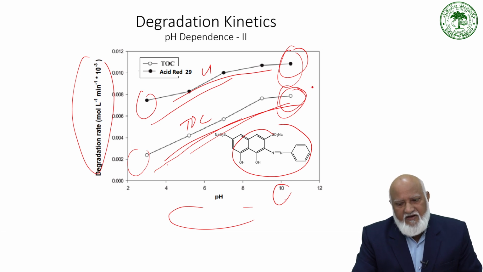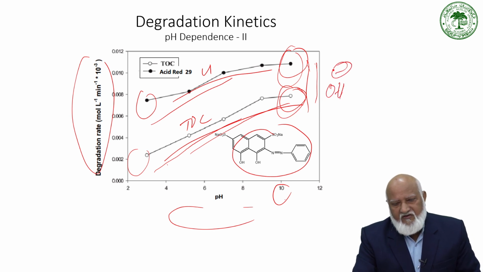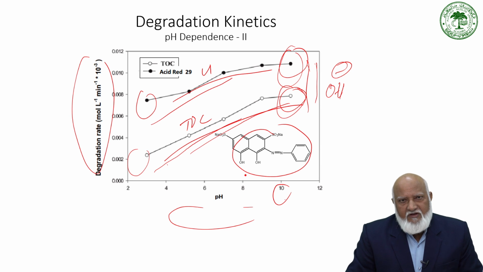Not only that, another reason for better degradation efficiency in alkaline pH could be the possibility of generation of hydroxyl ions in alkaline pH, which may lead to degradation of the pollutant more efficiently. Another important point I would like to mention here is that the pH of the reaction was maintained throughout through the continuous addition of a buffer.